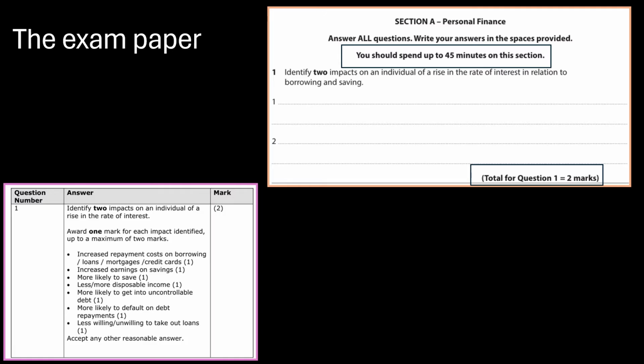The important thing to note here is the bottom line. It says at the bottom there, and this is advice and guidance to the examiner themselves, accept any other reasonable answer. So if you've put something else other than what's on that list, and the examiner thinks that that is also correct or a good point that you've raised, they have the authorization to give you the mark, okay, just so you know. So any other reasonable answer will be accepted.